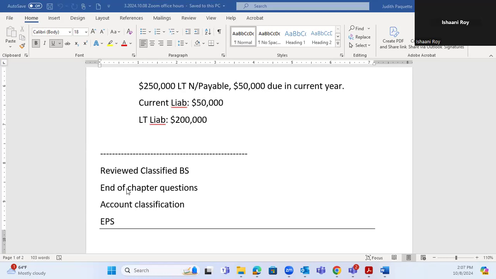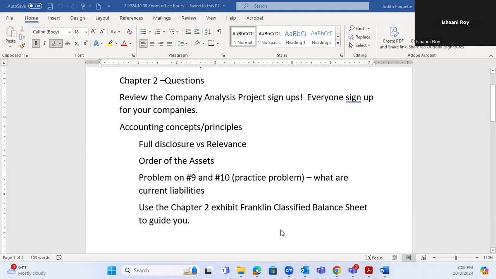So what else? Classified balance sheet, knowing your accounts, and knowing how to do all the ratios. We've got a couple of ratios in the chapter: earnings per share, current ratio, and debt to assets.